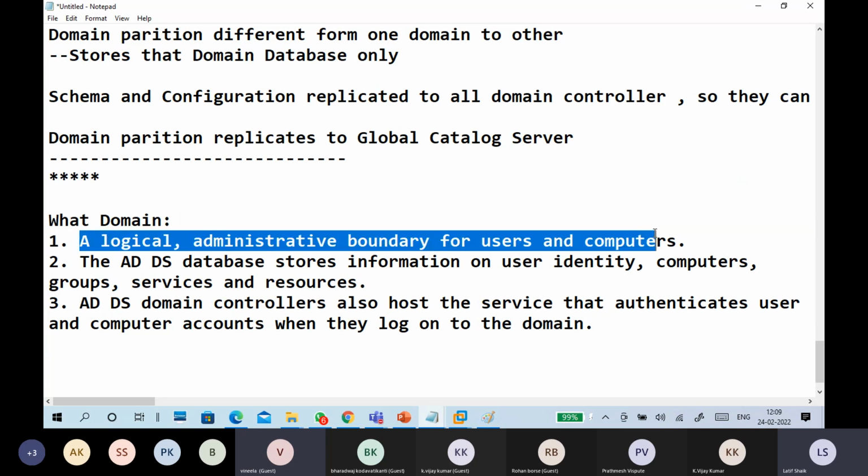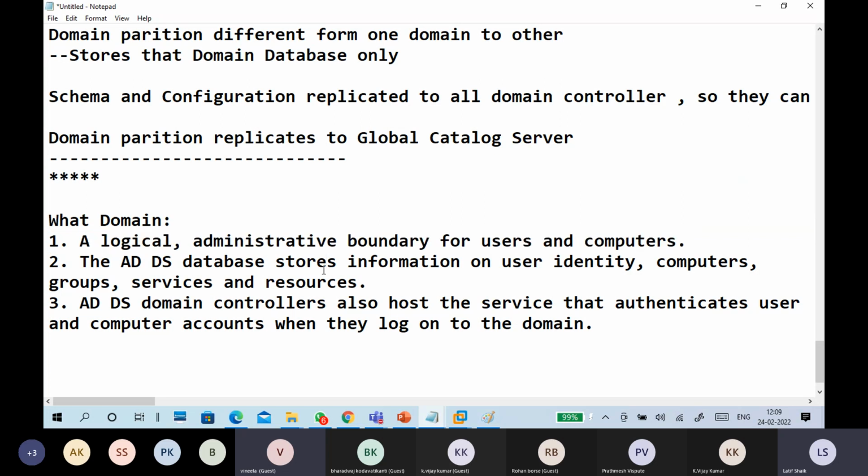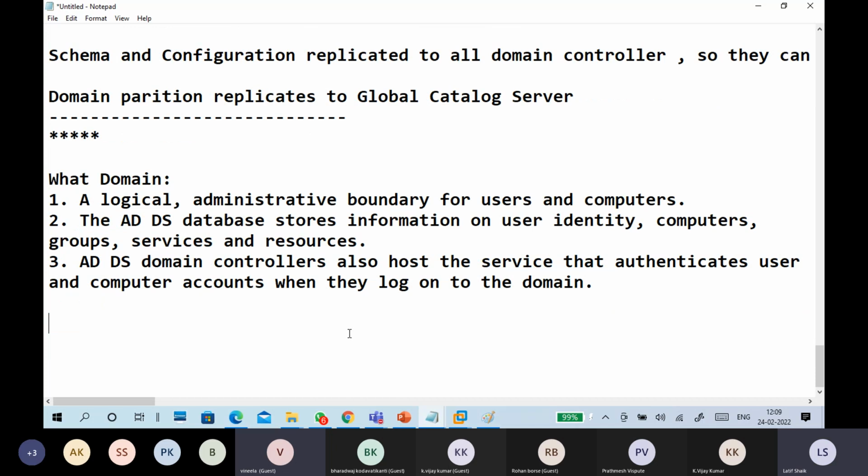First you tell this point. If the interviewer is okay with that, there is no need to tell anything more. You give one answer, they say okay, correct, and you go to the next question. The question is, what is a domain? A logical administrative boundary of users and computers. You said that, and the interviewer said yes, correct.